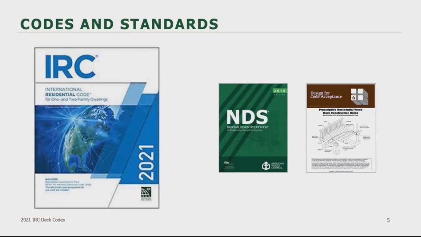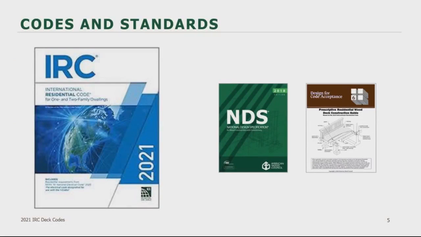In addition to the NDS, there is an NDS supplement, which gives you many of the values that you use in the equations found in the NDS. The supplement provides you with section properties and species and design values for a variety of different woods. I will also note that if you're on the 2024 IRC or the 2024 IBC, they both reference the 2024 NDS. But again, the 2021 IRC references the 2018 NDS.